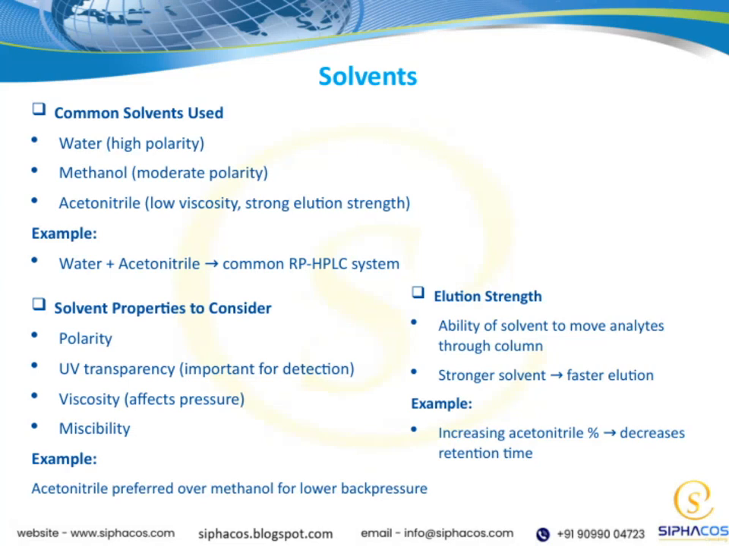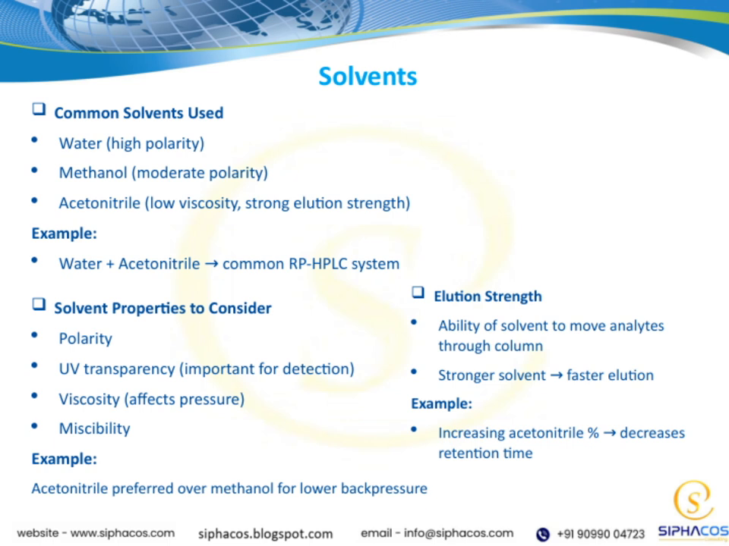Let's talk about elution strength, which is essentially the ability of a solvent to move analytes through the column. A stronger solvent will result in faster elution, meaning the analytes will come out of the column more quickly. For example, if we increase the percentage of acetonitrile in the solvent mixture, you'll notice that the retention time decreases, so the analytes pass through faster.